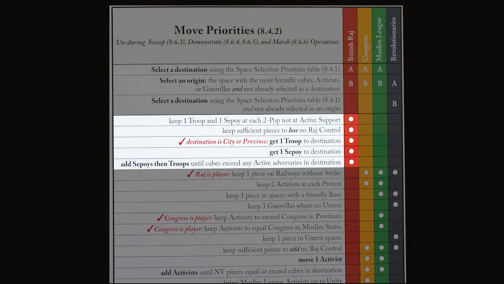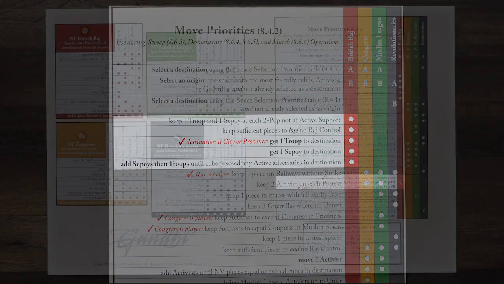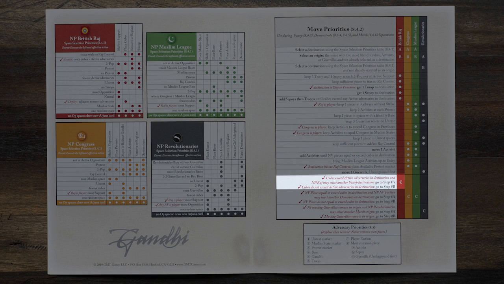Then we apply all our dotted criteria as best we can until we either have control of the space or the origin is no longer applicable, which will drop us down to the letter C, and it's going to have us answer two red checkmark questions. If cubes exceed active adversaries in the destination and the Raj can select another sweep destination, it'll push us back to the letter A, which will have us select a new destination. If cubes do not exceed active adversaries in the destination that we just chose, it's going to have us select a new origin space to see if we can gain control of our first destination.